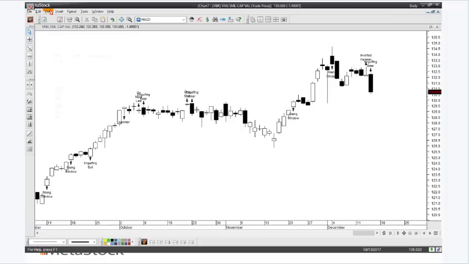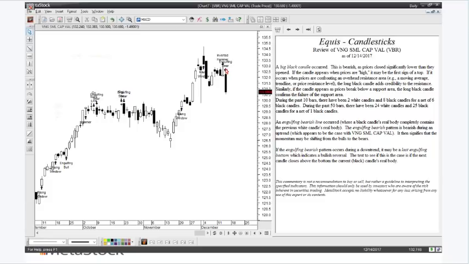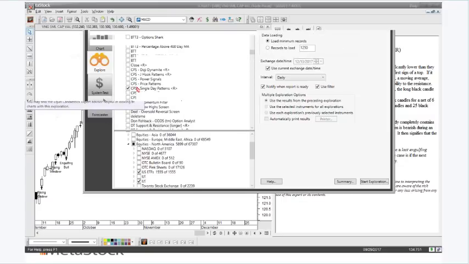So for example, if I go to View Expert Commentary, right here on this engulfing bear, it's going to tell me a bearish line occurred. It tells me what that is. The engulfing bearish pattern is bearish during an uptrend, which appears to be the case. It signifies that the momentum may be shifting from the bulls to the bears. If the engulfing bearish pattern occurs during a downtrend, it may be a last engulfing bottom, which indicates a bullish reversal. So the scan we built is just a CPS single day patterns scan.